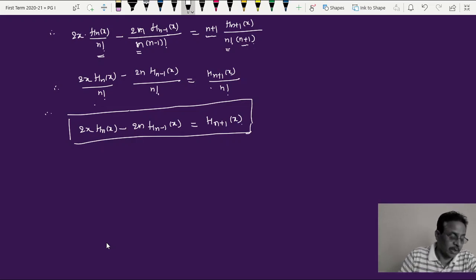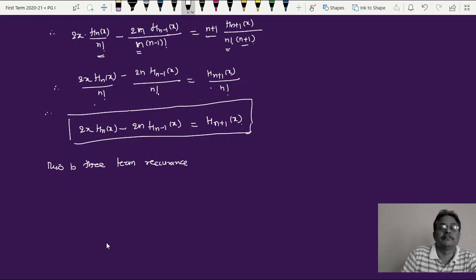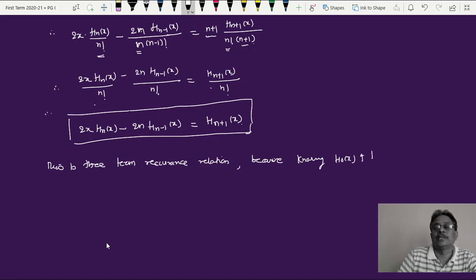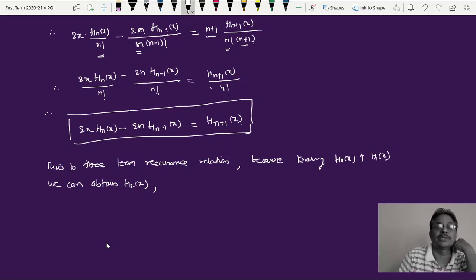So thereby all Hermite polynomials can be obtained from this. So write one statement here. This is the three-term recurrence relation, because knowing H0(x) and H1(x), we can obtain H2(x). Okay, this is like H0, this is H1, this is H2, so like that. So knowing H0(x) and H1(x), we can find out H2(x).